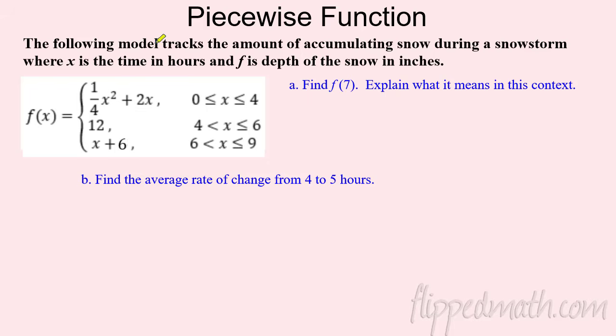So the situation we've got going on here is a big snowstorm and the snow accumulating. So x is the time after the snow started. F is the depth. So I want to do something like, hey, find f of 7. So let's break this down. What's going on over here?